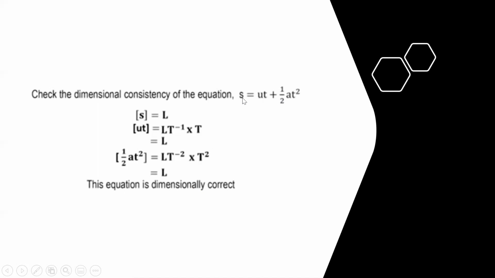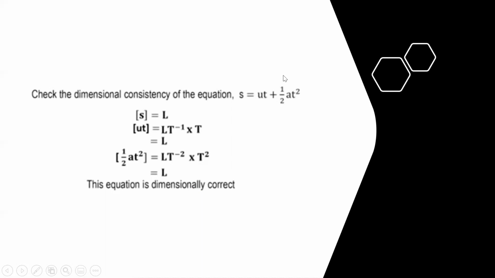What is S? Displacement. So its dimension is L. What is ut? U is the initial velocity, t is time. So for u, we can write L t raised to minus 1. For time, you can write t. So L t raised to minus 1 into t. So minus 1 plus 1, 0. So there is no t here, only L.